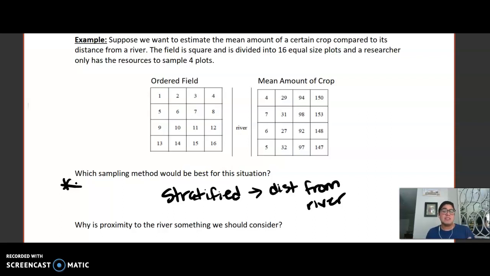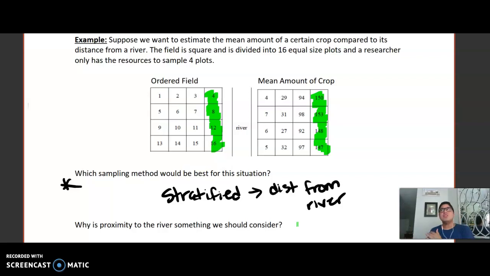And now let's take a look at this question. What could those unknown patterns mean? Well, why is proximity to the river something we should consider? Well, let's look at these 4 plots right here. And I'll go with green since we're talking yield. So let's look at plots 4, 8, 12, and 16. When I look at the mean amounts, notice that these are generally the largest mean amounts of yield in this entire field here.